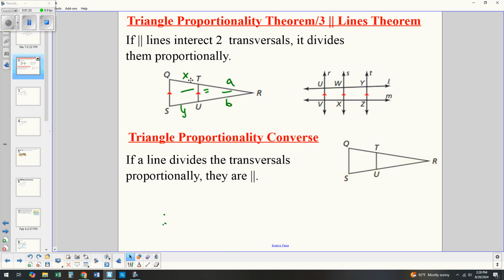All right, so that works if it looks like a triangle or if it's multiple parallel lines like this and they don't connect ever. The converse of the triangle proportionality theorem just says that if I see that the two transversals have been cut proportionally, that means those lines were parallel.